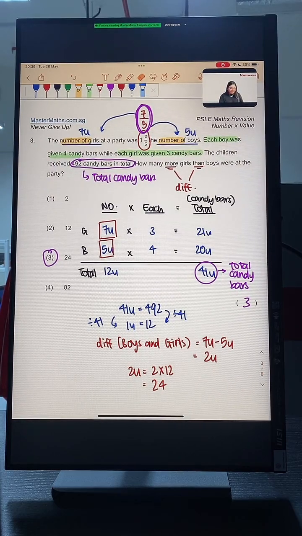So then we have 41 units is 492. 1 unit will be 12. The difference between boys and girls is 7 units minus 5 units, which is 2 units, which is 24. Okay? Alright. Do we understand now?